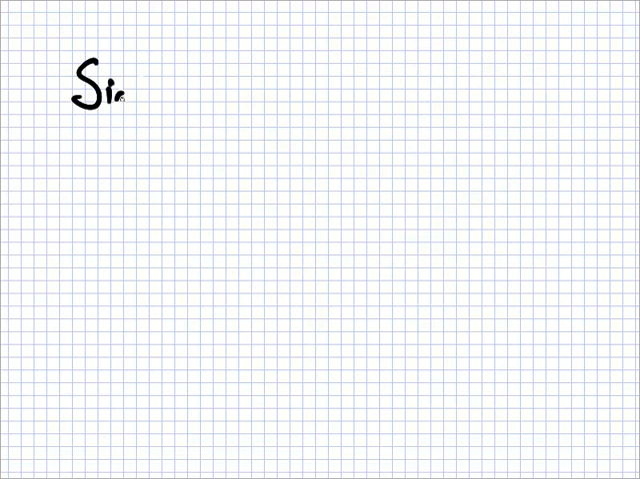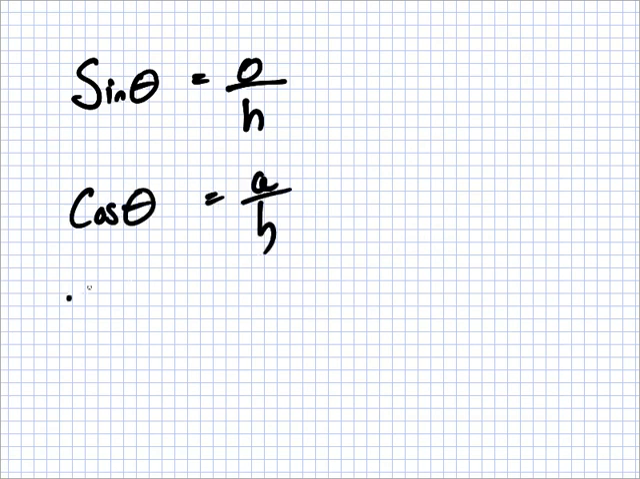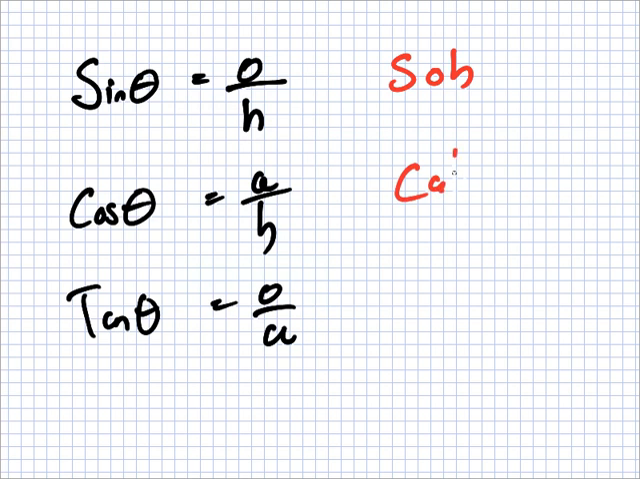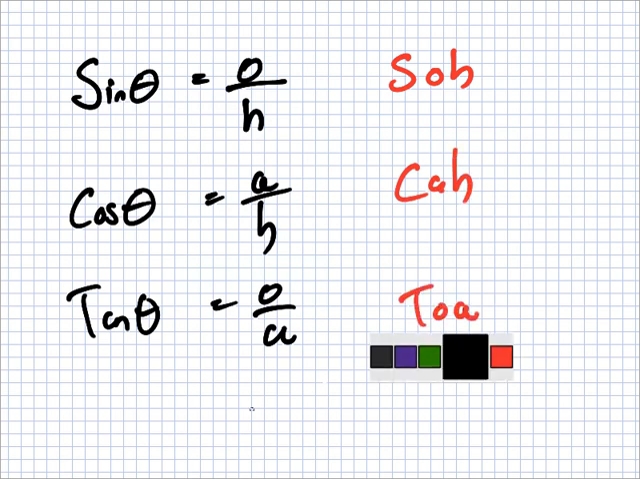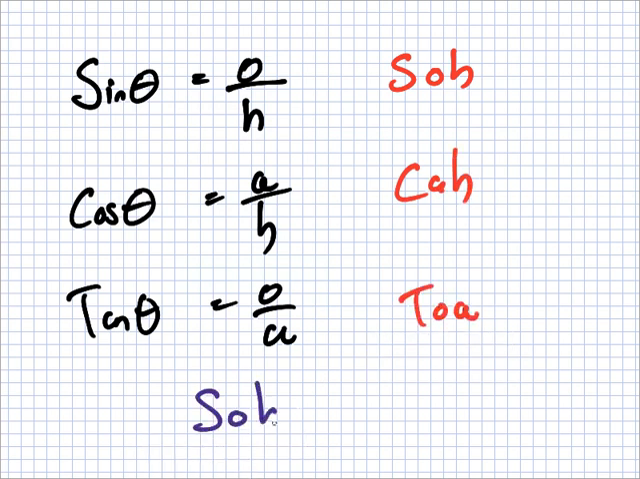Sine is opposite over hypotenuse, cos adjacent over hypotenuse, and tan opposite over adjacent. So that's Sohcahtoa.